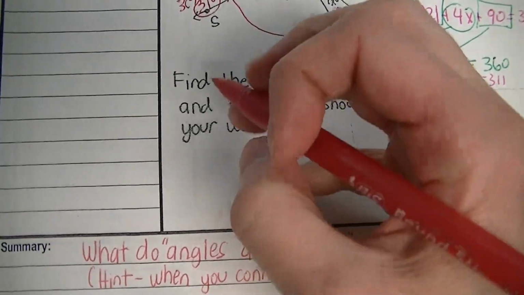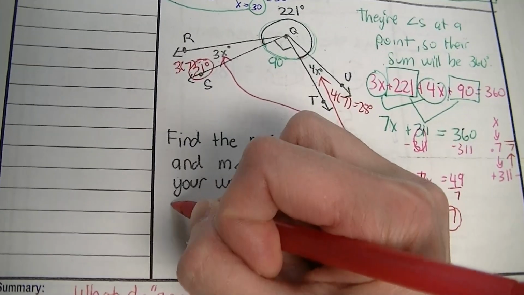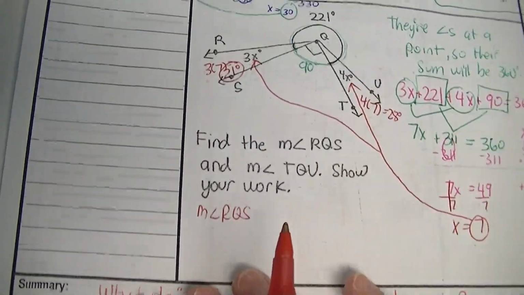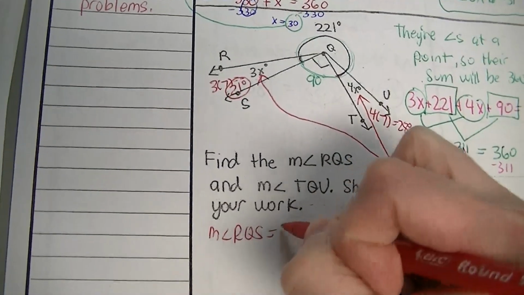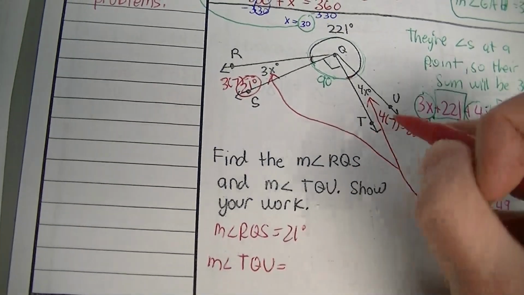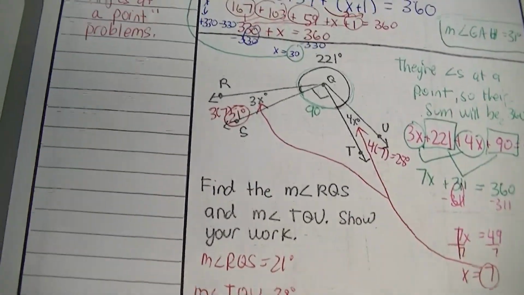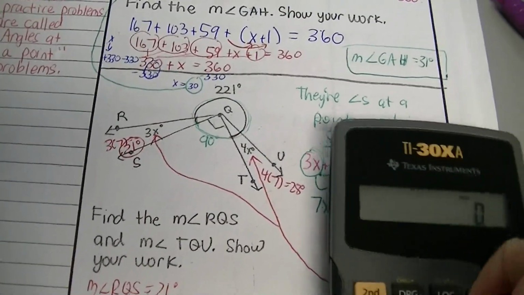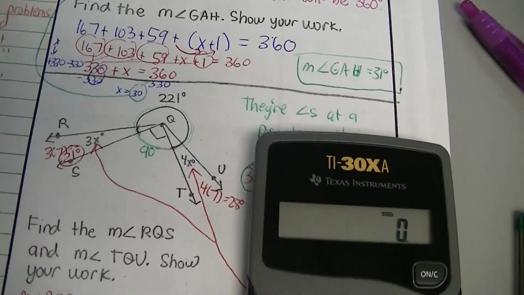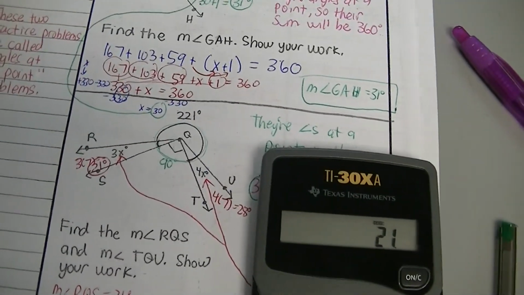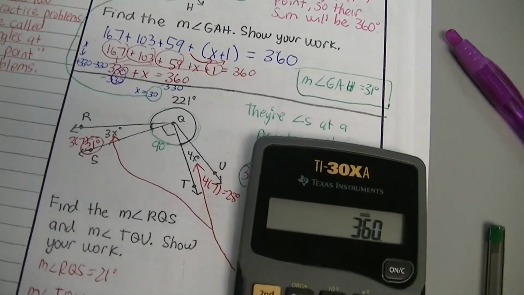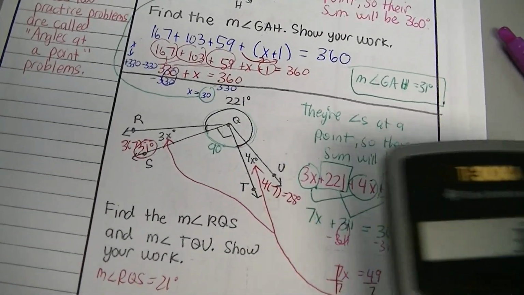So let's be completely obvious right here and label everything. The measurement of angle RQS is 21 degrees. And the measurement of angle TQU is 28 degrees. Okay, and to double check, you know that they have a sum of 360 degrees, so especially if it's an assessment, you will double check. So what does that say? 21 plus 221 plus 28 plus 90 equals 360. Okay? We know we're correct.